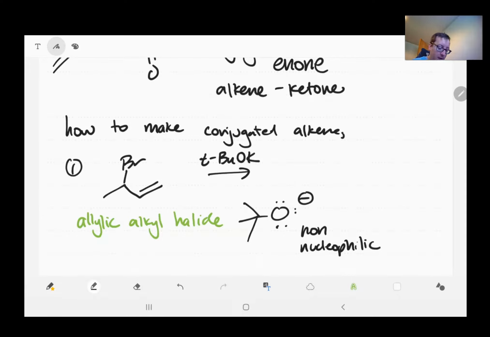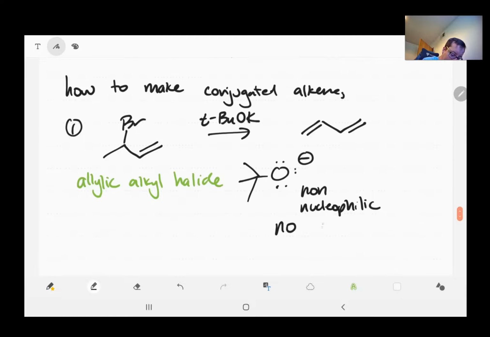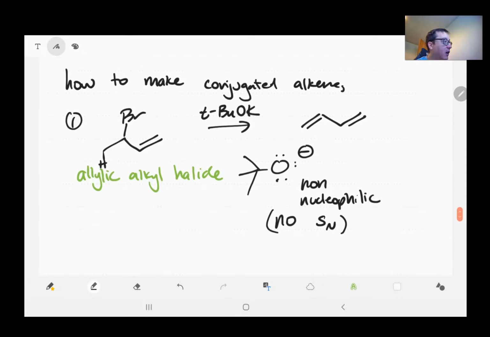Non-nucleophilic. There we go. Just going to come in and you're going to get the elimination product. And you end up getting this. So you have no substitution reaction happening here because you're going to have a non-nucleophilic base. So you're going to get your conjugated thing out here. You're going to end up pulling this hydrogen off, and you're going to end up making your alkene. Kicks out your leaving group, and poof, there you go.